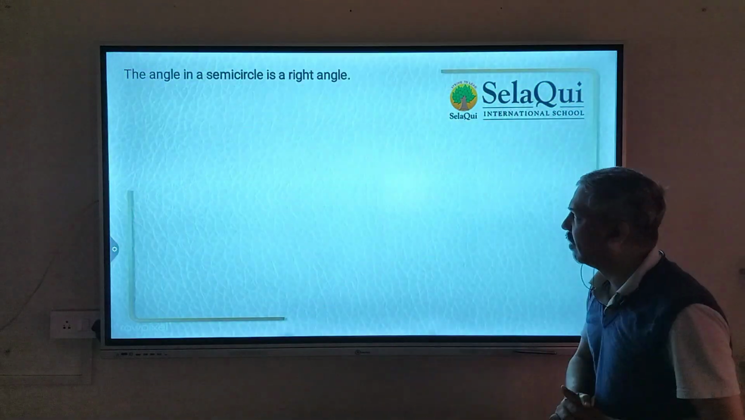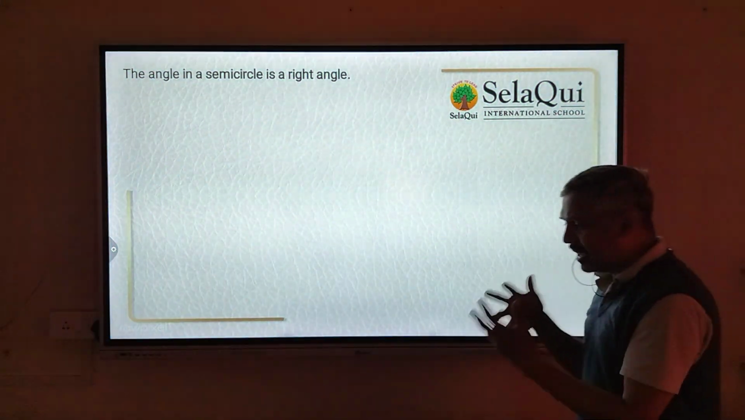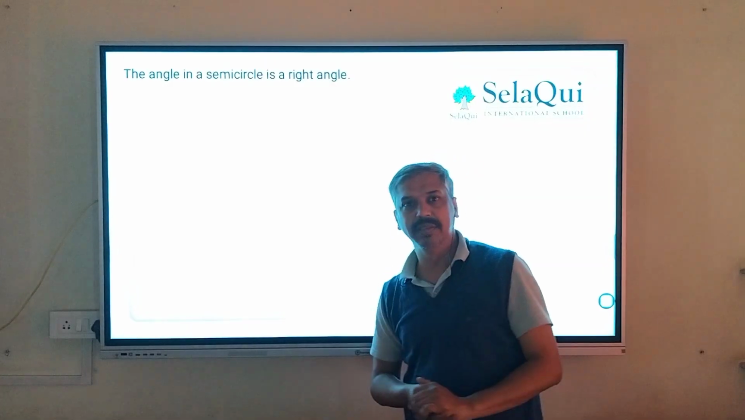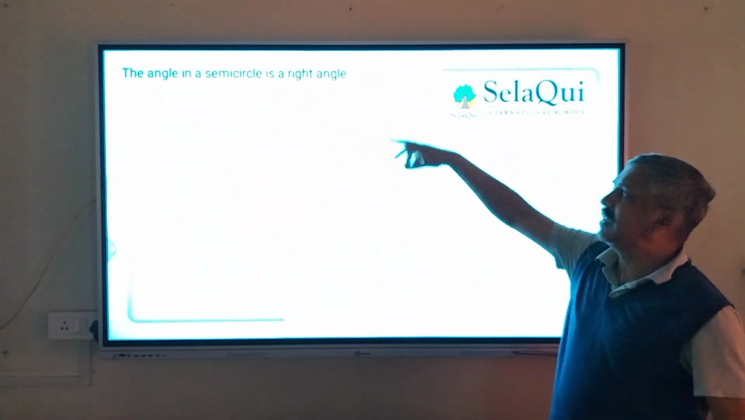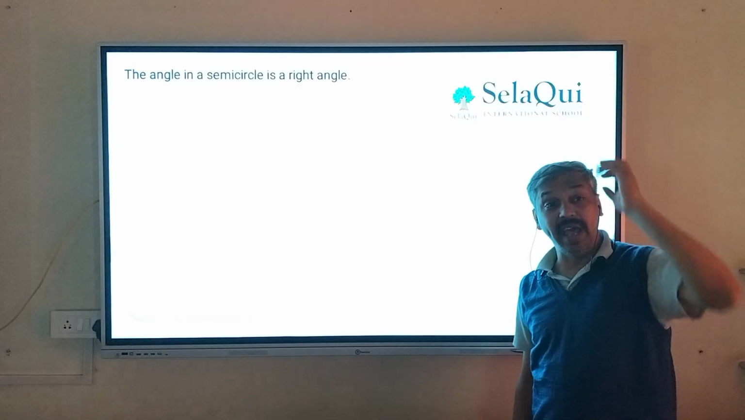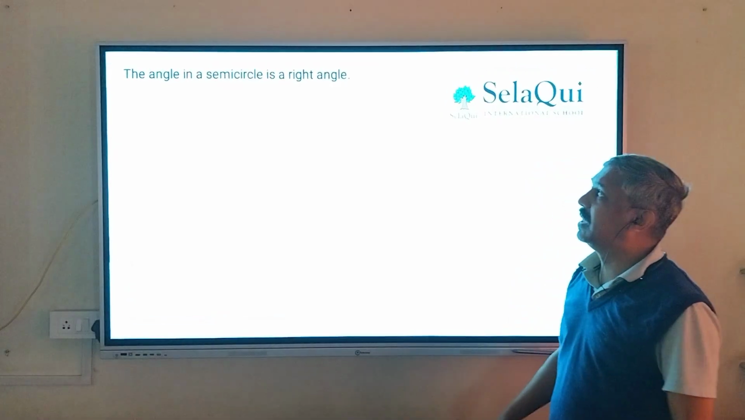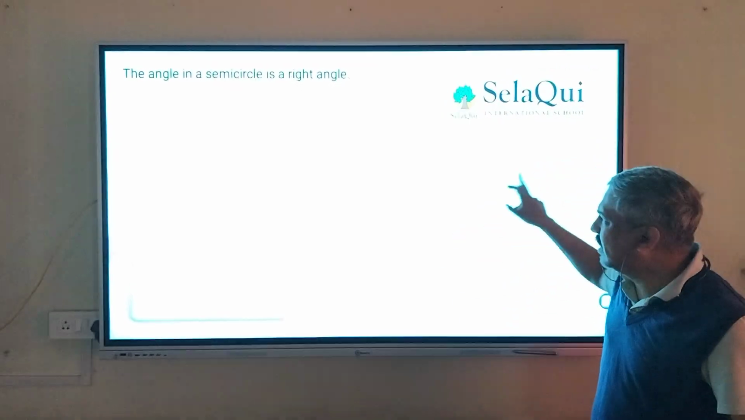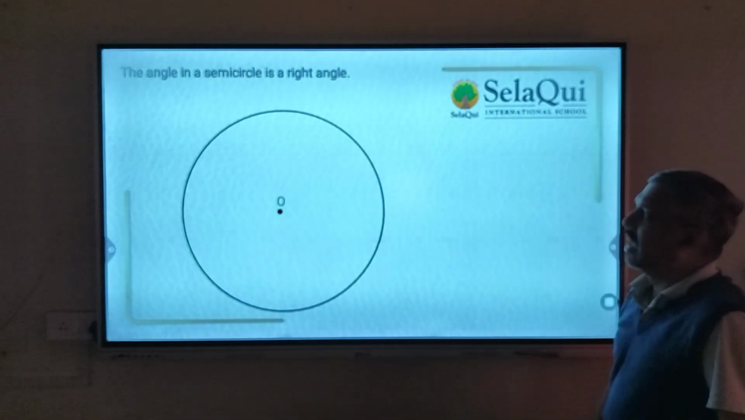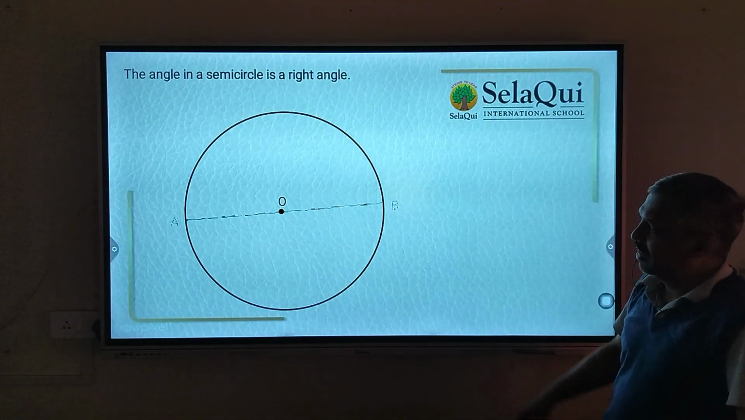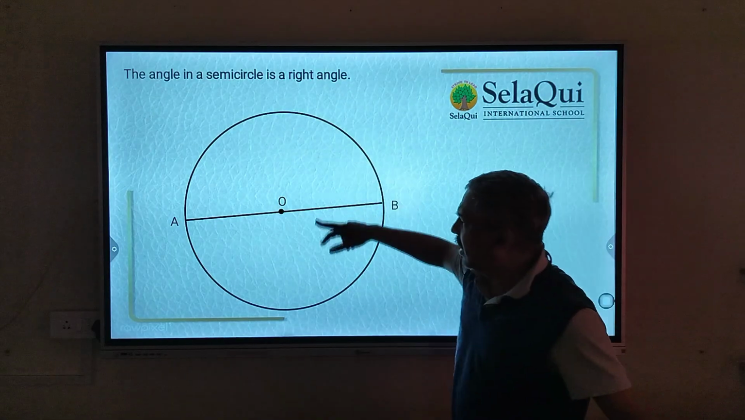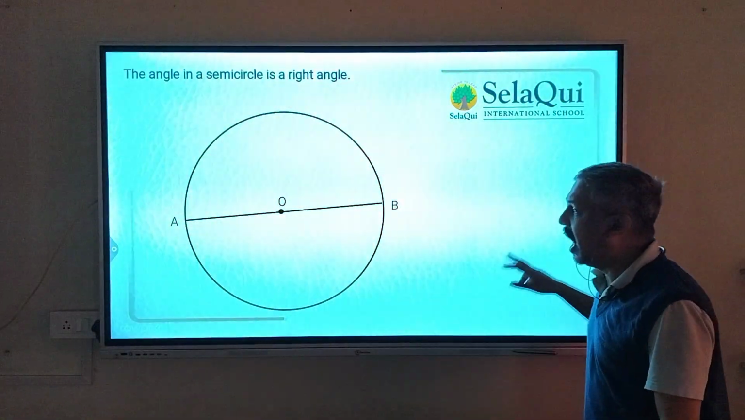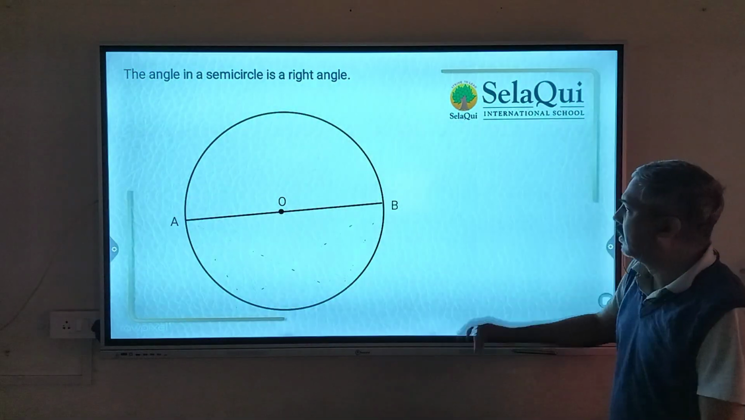Next, the angle in a semicircle is a right angle. The CBSE uses a slightly complicated word. It says that the angle inscribed in a semicircle is a right angle. What is that? See this circle. I draw a diameter. So this is a semicircle. This is a semicircle. Half, exact half of a circle.